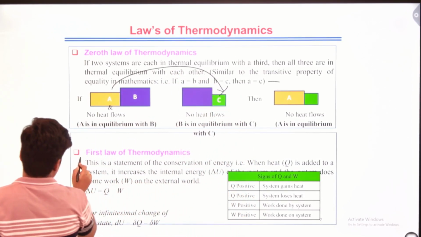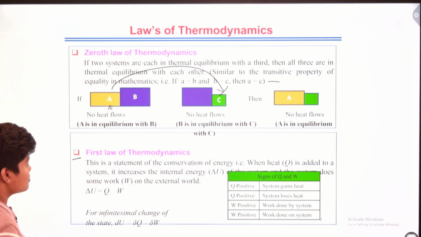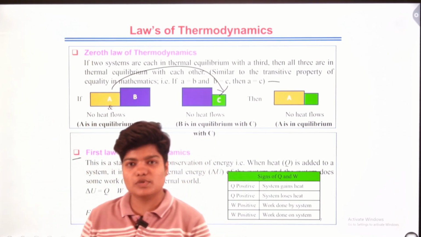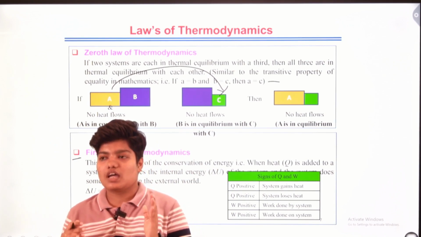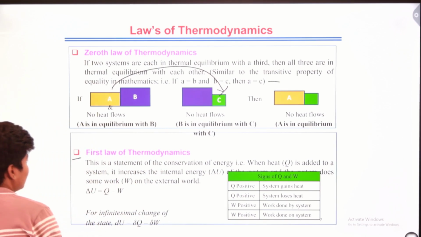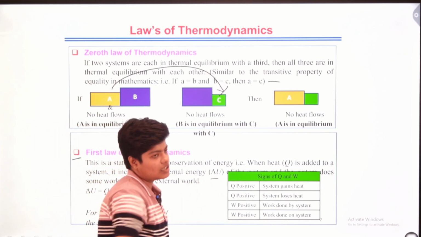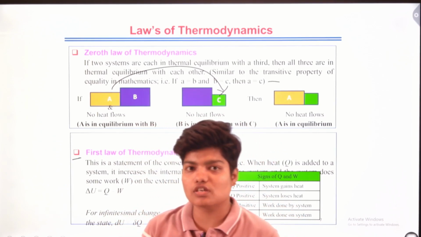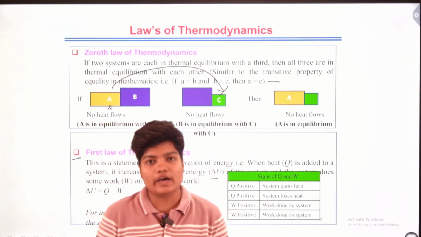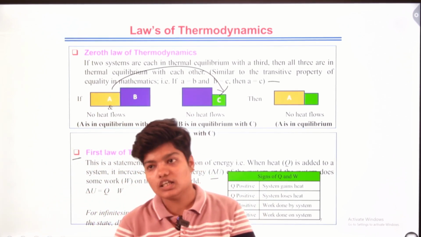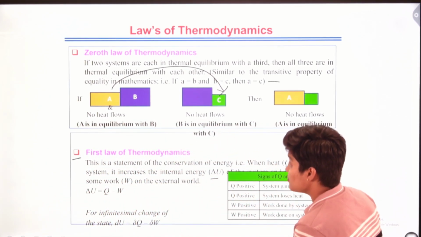Now the first law of thermodynamics. It explains the conservation of energy. Let there be a system, and we are feeding some heat to it, so heat is gained by the system. Then the internal energy of that system will increase. So the system does some work to compensate the energy. However much heat is gained, it will compensate that energy in the form of work done.